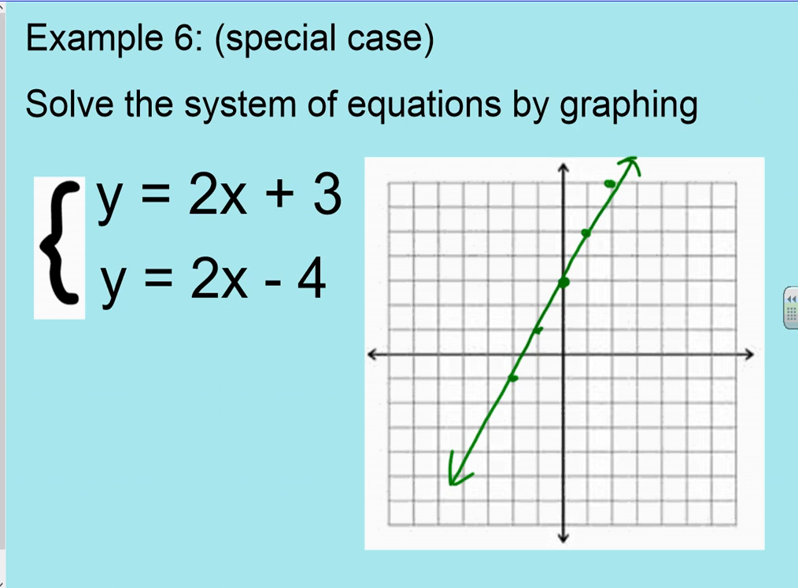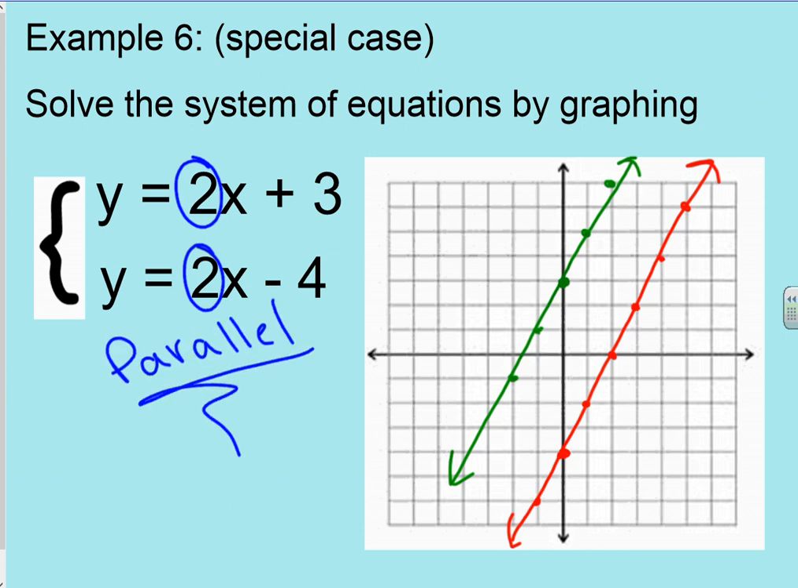Then we do this one again, but we're starting at negative 4. Up to right 1, up to right 1, up to right 1. Uh-oh. This is kind of weird. They are not crossing. Well, what do you notice about those equations? They have the same what? Hopefully you notice they have the same slope. If they have the same slope, then they're considered parallel.